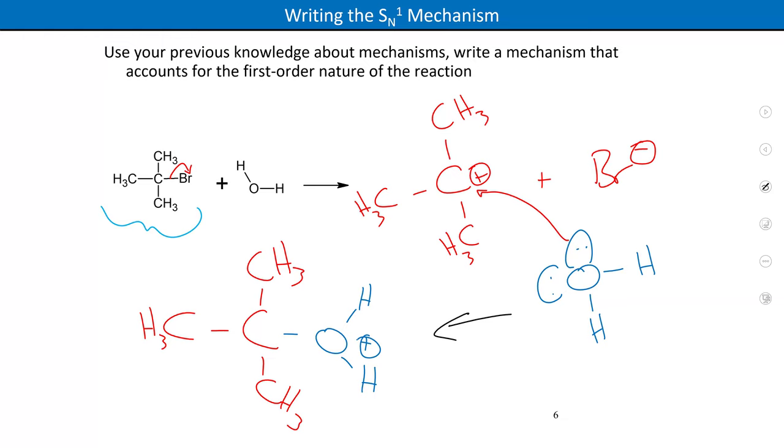If we do this under basic conditions, then we wouldn't start with the water. We would just start with the hydroxide, and then you don't have to worry about showing that step at all, because you're starting with lots more hydroxide floating around. It's the same two mechanism arrow classifications as SN2: still a nucleophilic attack and a leaving group leaves. It's just that the leaving group leaves and makes an intermediate, and then the nucleophile attacks, as opposed to SN2, where both happen at the same time.